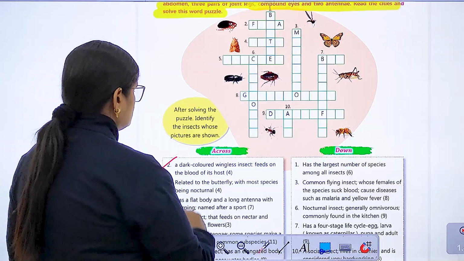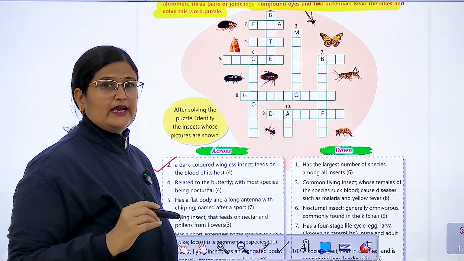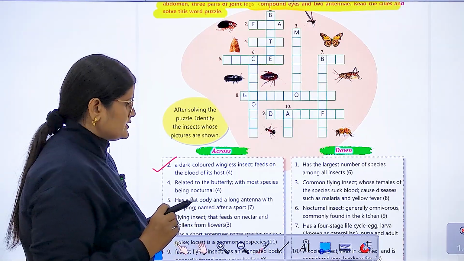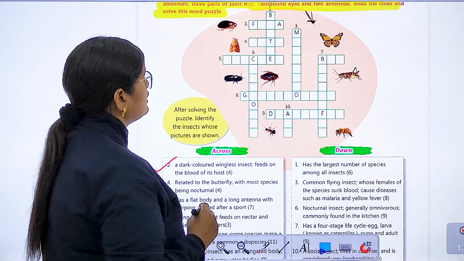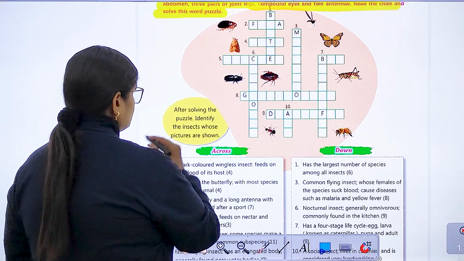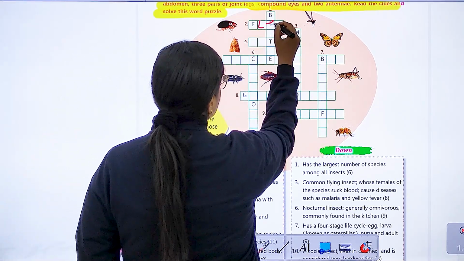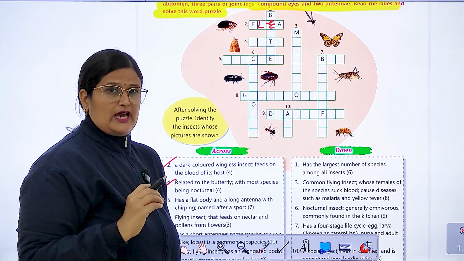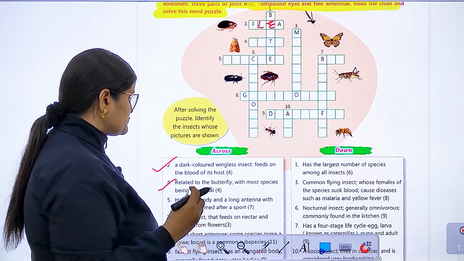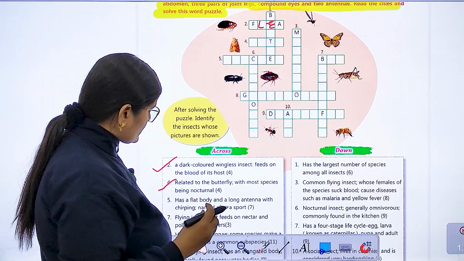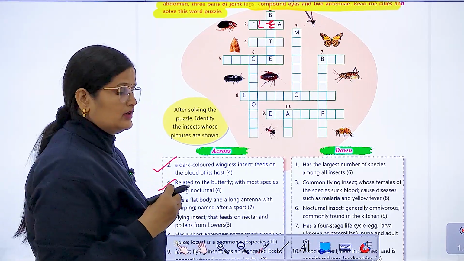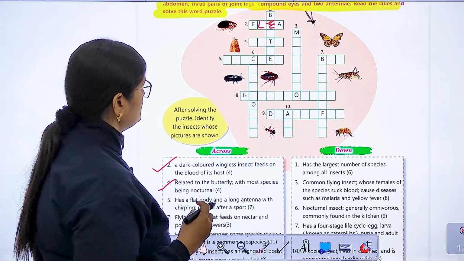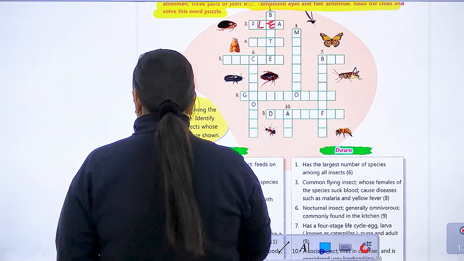Across. Number 2. A dark colored wingless insect that feeds on the blood of its host. It is flea. Flea. 4. Related to the butterfly, with most species being nocturnal. Number 4. It is moth.